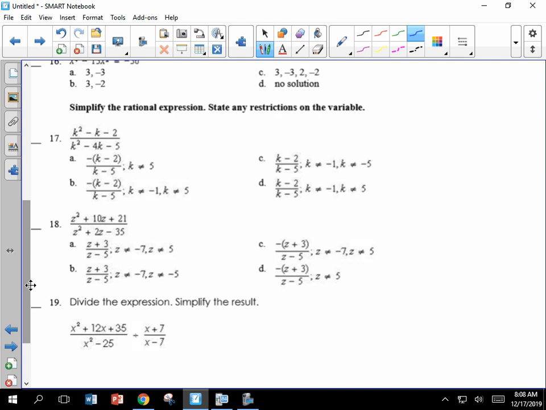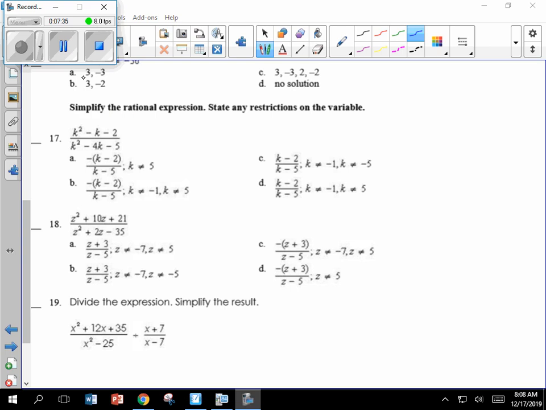What do you do on number 13? 17 and 18. All right, number 17. So you're going to factor top and bottom, find two numbers that multiply to the last, add to get the middle. So the first one, the only numbers that multiply to get 2 are 1 and 2.